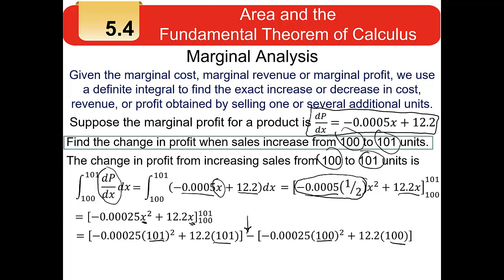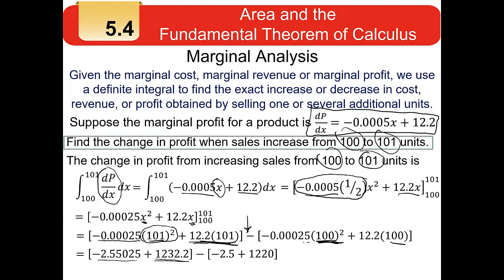Again, be very careful about the signs. So you're going to take your calculator and square 101 and then multiply it by that number, and you get negative 2.55025. And then you're going to take 12.2 and multiply by 101, and you'll get 1232.2. Then you're going to square 100 and multiply it by this number, and you'll get negative 2.5. And then over here, you're going to take 12.2 times 100, and you'll get 1220. And remember, you still have that minus sign sitting there.